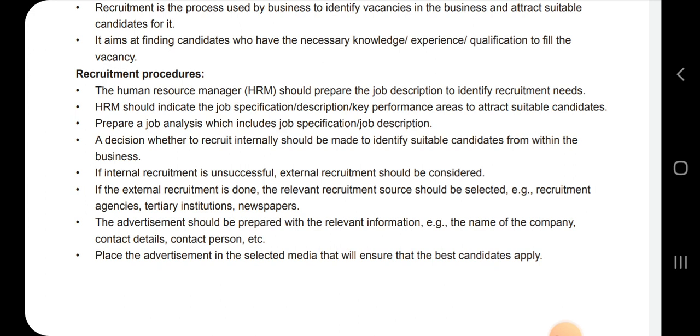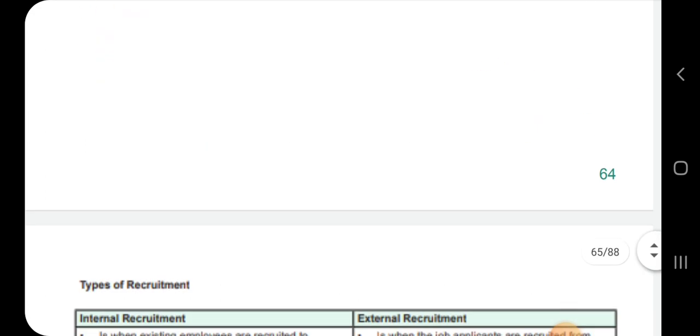The advertisement should be prepared with the relevant information. There must be the name of the company, contact details of the person that interested people can contact, and the contact person, etc. Place the advertisement in the selected media that will ensure that the best candidate applies.